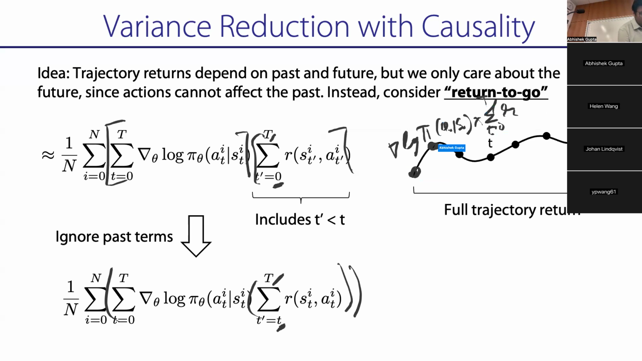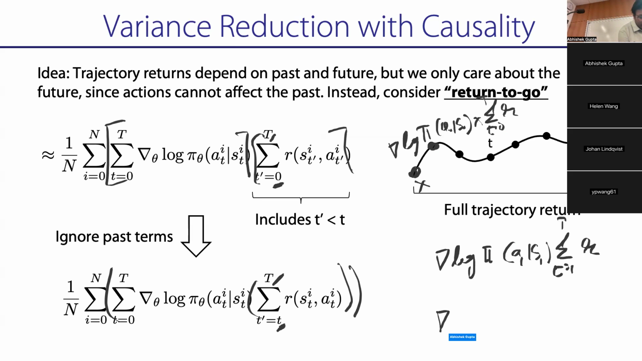The next one, I don't actually care about this guy anymore, right? So the next one, I'm going to take grad log pi a1 given s1, and then sum up rewards from t equal to 1 to capital T, right? And then the next one, I'm going to take grad log pi a2 given s2 and sum up rewards from 2 to capital T, right? The point is that if you're at this state, because you're Markovian, you cannot affect the past. The past is the past, right?